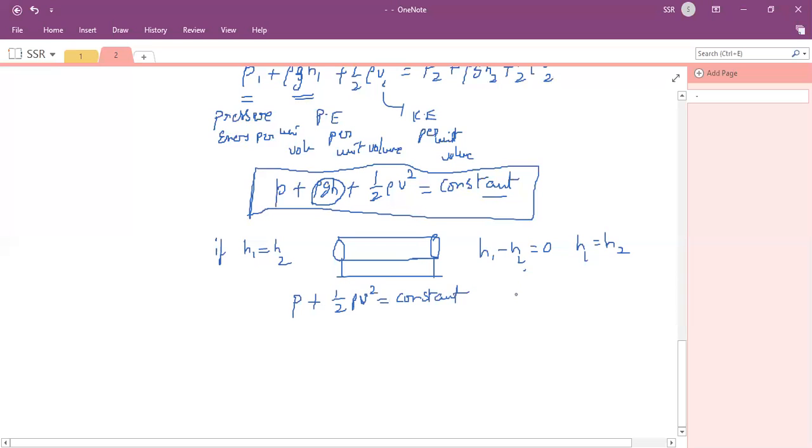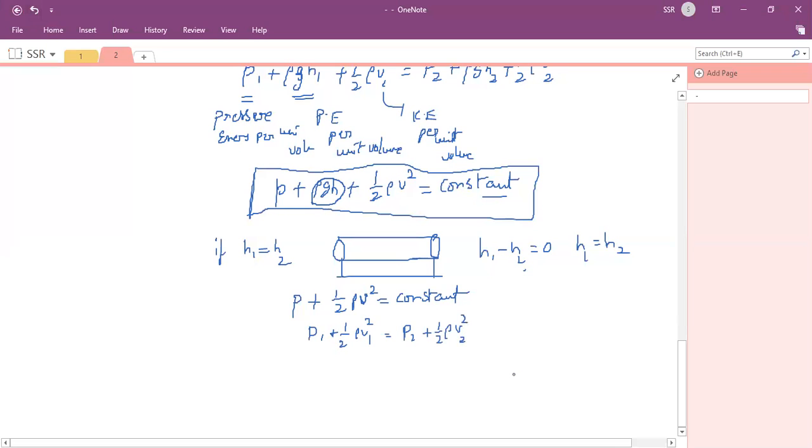If the tube is at the same height, then the work done by gravitational force is 0. Then only the work done by the pressure will give the change in kinetic energy. That is, P plus half rho V square is equal to constant. From this, that means P1 plus half rho V1 square is equal to P2 plus half rho V2 square.